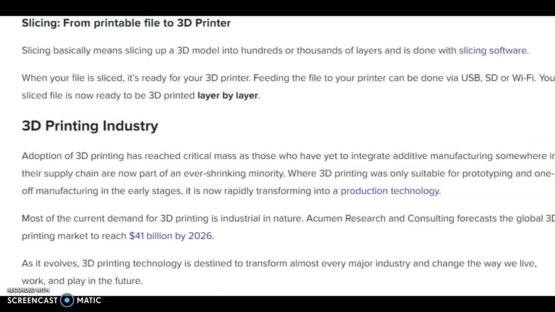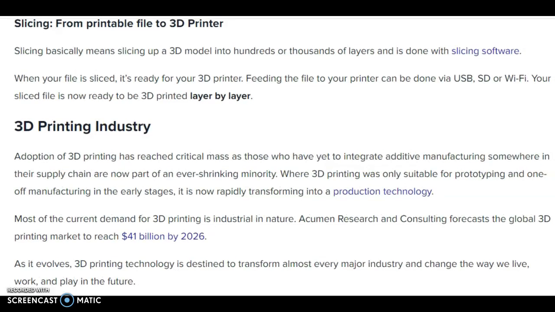Slicing means using a 3D model and making countless layers in order to make the product, then processed in order to make it available for the 3D printer to do. It is fed to the printer via USB, SD, or through Wi-Fi. After that, the 3D printer is ready to do the work.